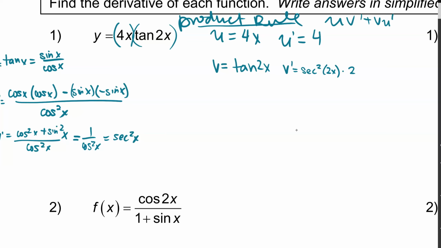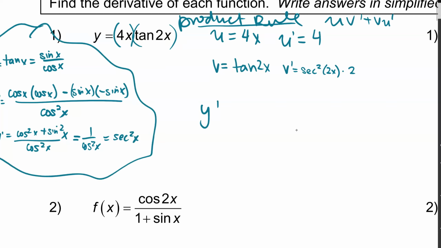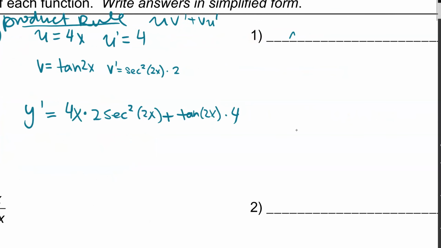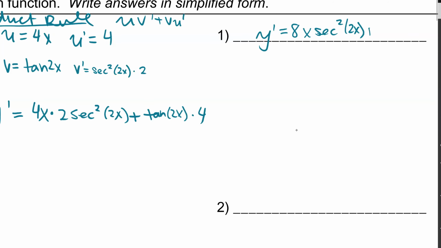Now just plug in. Okay, this was a little aside of how to find tan squared. So y prime is going to be u, 4x, times v prime, so that's times 2 secant squared of 2x, plus v, tan of 2x, times u prime, which is 4. So I can simplify this a little bit. Y prime is equal to 8x secant squared of 2x plus 4 times tan of 2x.